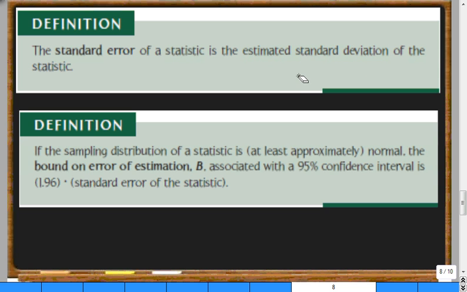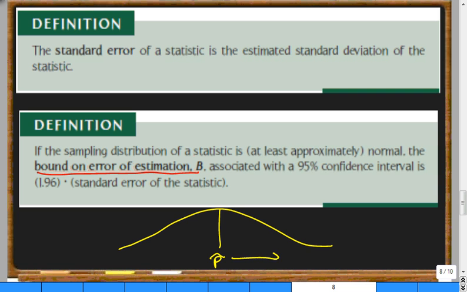And then you'll also see what's called bound on error of estimation. So that's what this B, capital B, stands for. So that's basically how far to the right and how far to the left of our mean we are using to capture. So if we had our mean, it's our p hat here. B is going to represent exactly how far we go in either direction. That's what that is. So it's how far do we extend one way or the other in order to figure this out. So this can be very, very helpful when we're trying to determine a sample size.